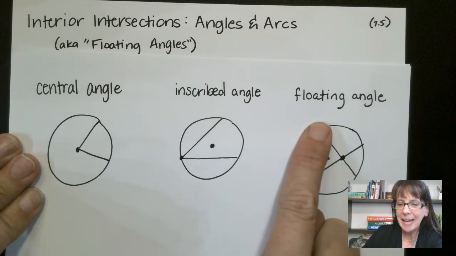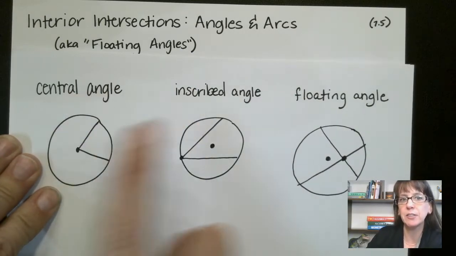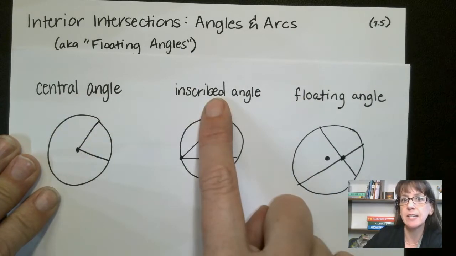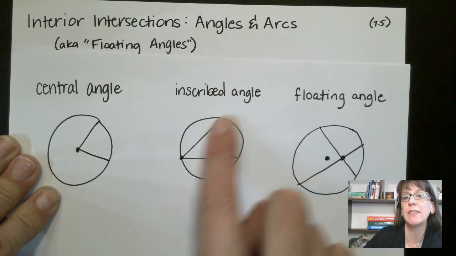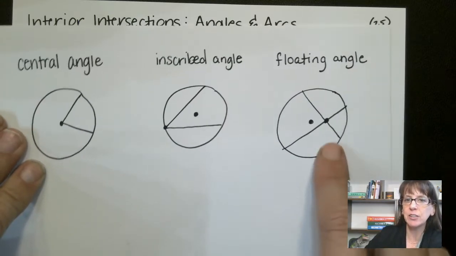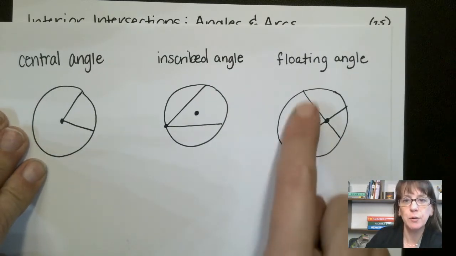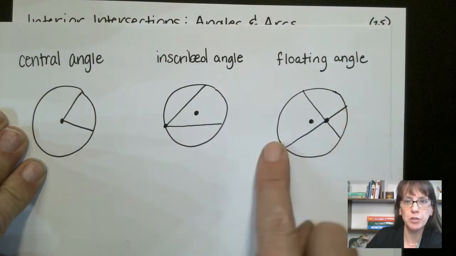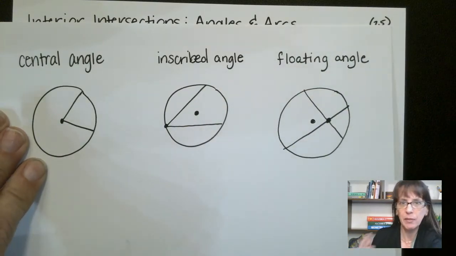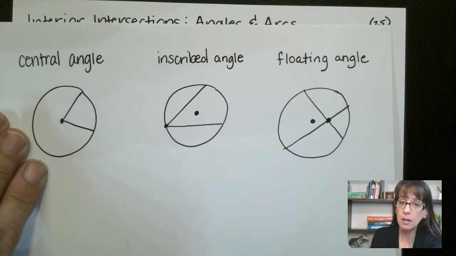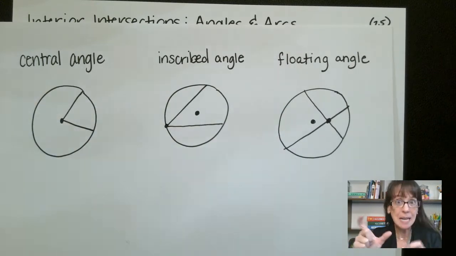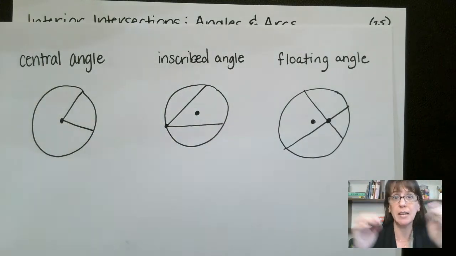A floating angle, so you've already learned about central angles, which is from the center outward. Inscribed angle is on the circle and then goes outward. A floating angle does not go through the center. So it's just out there with where two lines cross. So that's the type of angle that we're talking about. And when we talk about those, there's neat things that go on with the segments and neat things that go on with the arcs and the angles.